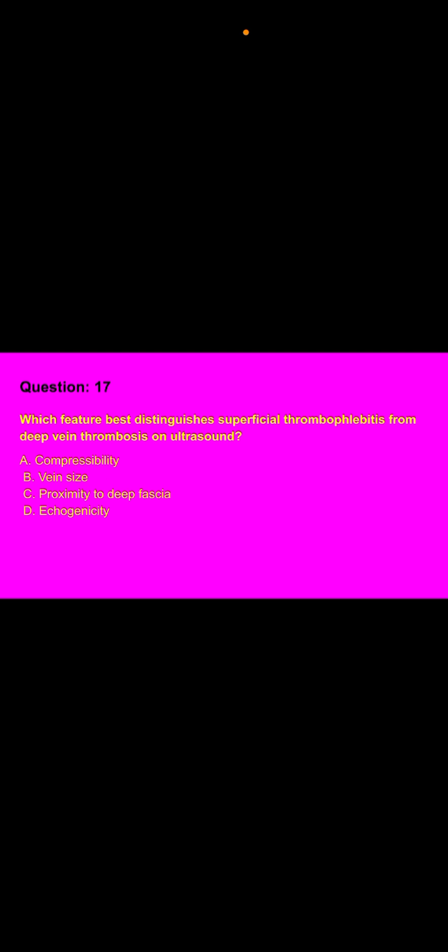Question number 17. Which feature best distinguishes superficial thrombophlebitis from deep vein thrombosis on ultrasound? A. Compressibility, B. Vein size, C. Proximity to deep fascia, D. Echogenicity. And answer is C. Proximity to deep fascia. Superficial thrombophlebitis affects veins above the deep fascia, like the great saphenous vein, whereas DVT affects deep veins beneath the fascia.